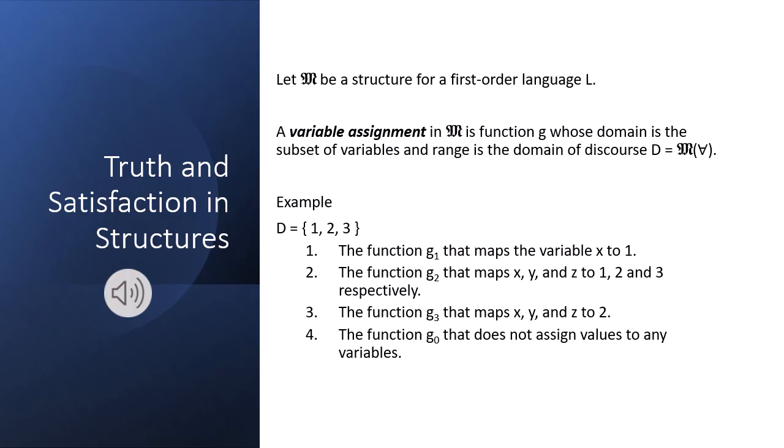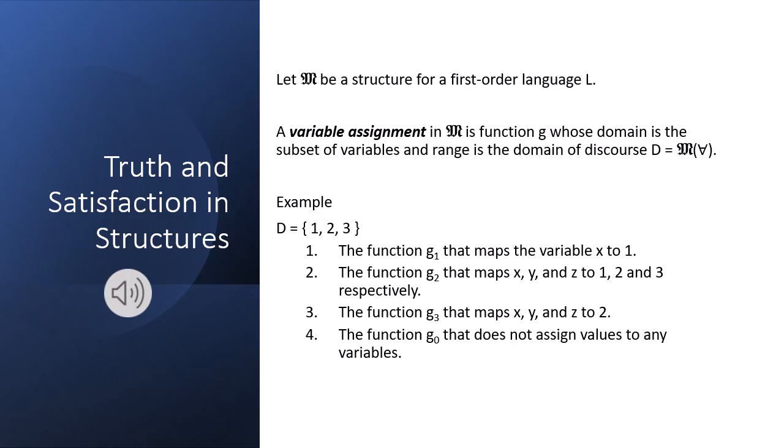So the first one we'll look at is what we're denoting by G1, and it's a map that takes the variable x to the number 1, and that's it. Doesn't do anything else, doesn't map any other variables to any other places. It's just taking that single variable, that's its domain, to that element of the domain of discourse, which is 1 in this case.